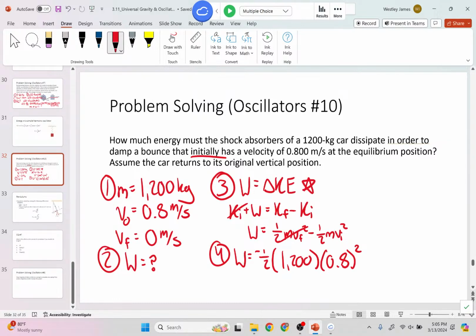Friction, it dissipates. I mean, where's this energy going? Friction, heat. All right, and we get negative 384. I'll let you see if you remember the unit from work. Look at all these opportunities for recall.